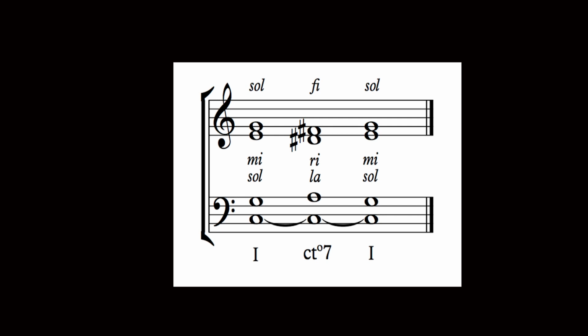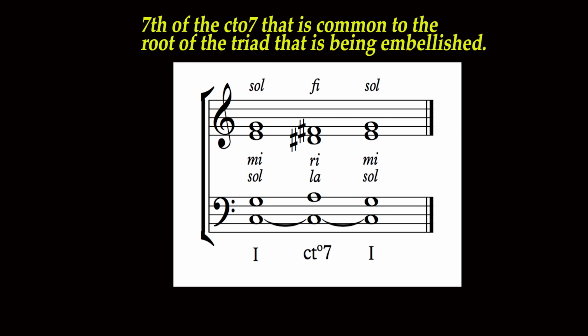So we call it a common tone diminished seventh because of that common tone. It doesn't resolve anywhere. And most often, not always the case, but most often, it is the seventh of the fully diminished seventh chord that is common to the root of the triad that it's embellishing. Once again, it's the seventh of the fully diminished seventh chord that is common to the root of whatever chord it's embellishing.